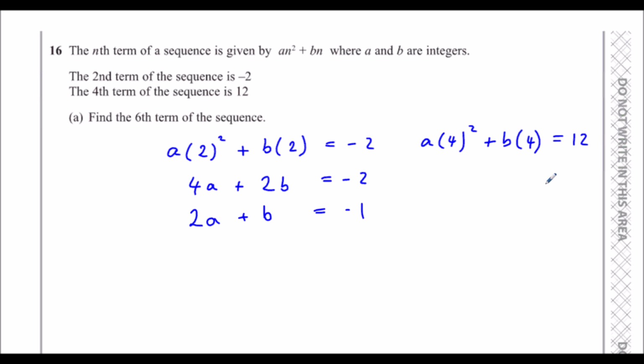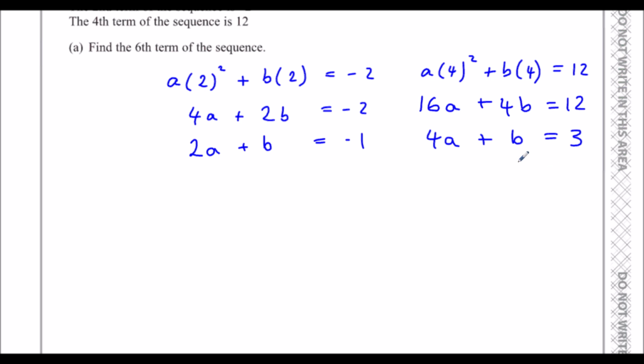Okay, I'm going to simplify the second one now. So a times 4 squared. 4 squared is 16. So that's 16a. Plus b times 4, which is 4b, equals 12. And I'm going to divide this one through by 4. Everything's in a 4 times table. So I'm going to have 4a plus b equals 3.